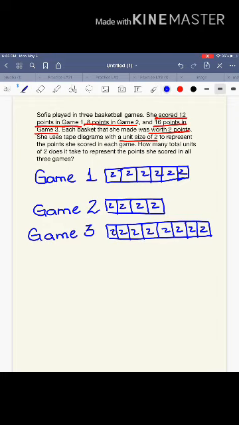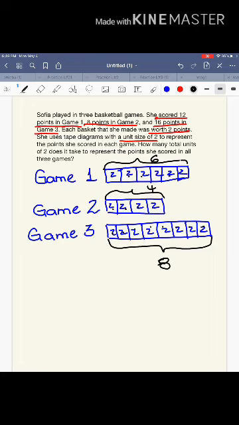Now it says, how many total units of 2 does it take to represent the points she scored in all the games? Okay, right here, how many units do I need to represent 12 points? Let's count. 1, 2, 3, 4, 5, 6. So in this one, I needed 6. Let's see on the other one. 1, 2, 3, 4. In this one, I needed 4. Let's see in this one. 1, 2, 3, 4, 5, 6, 7, 8. In this one, I needed 8.